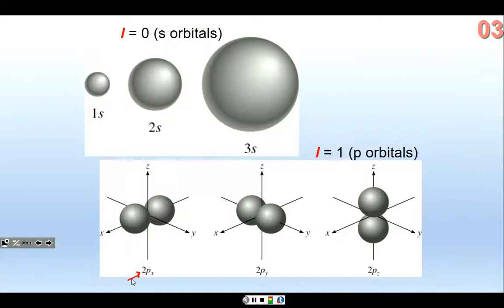The first shell, n equals 1, has only one orbital type. And when you get to n equals 2, the second shell, then you will have 2 orbital types. And they're going to be preceded by the number 2 to designate that they're occurring in that shell.